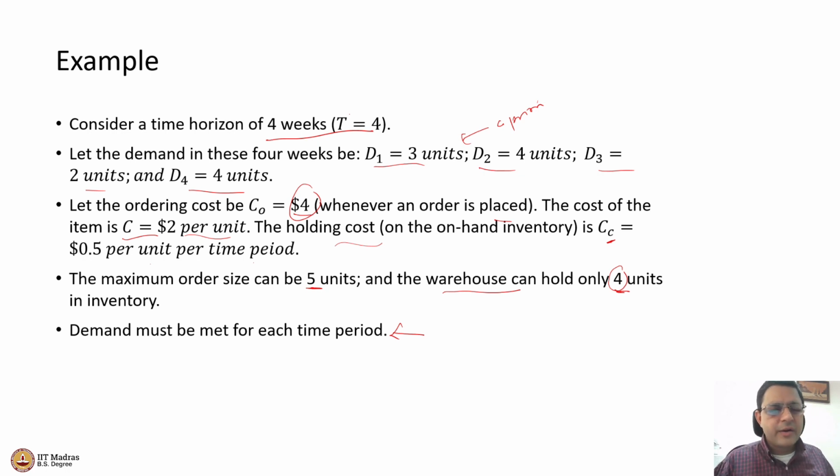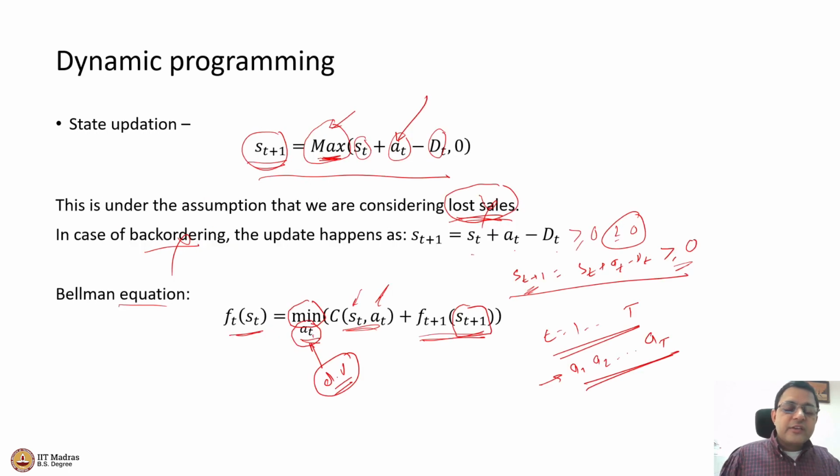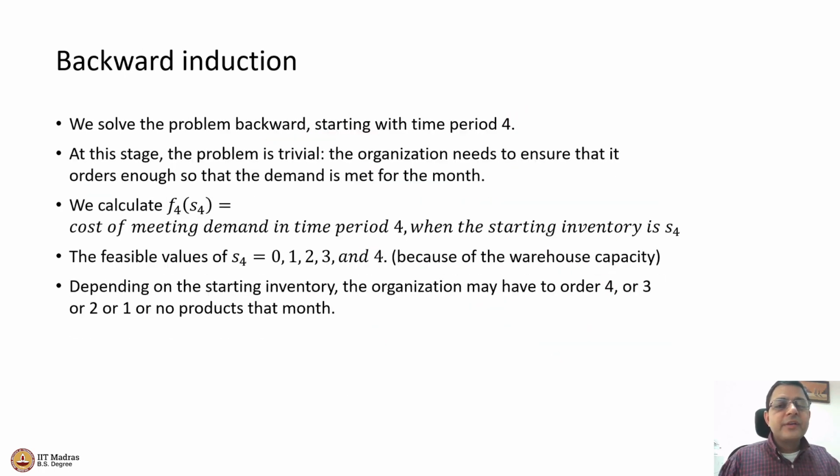Because negative would mean back order. All right. So we are going to solve this finite time horizon dynamic programming problem using what is called backward induction. So we start with time period 4. We start with week 4, right? Week 4 problem.